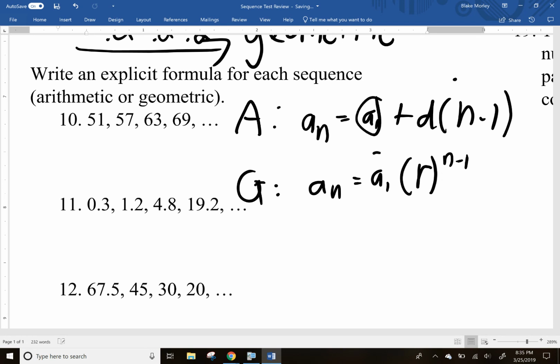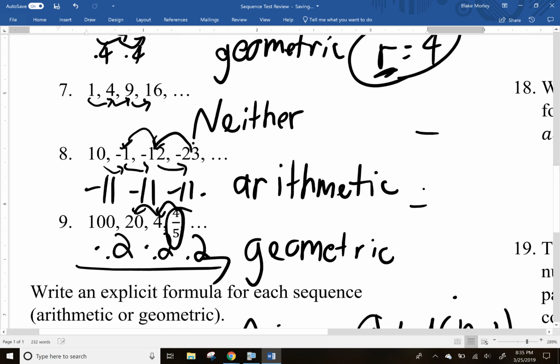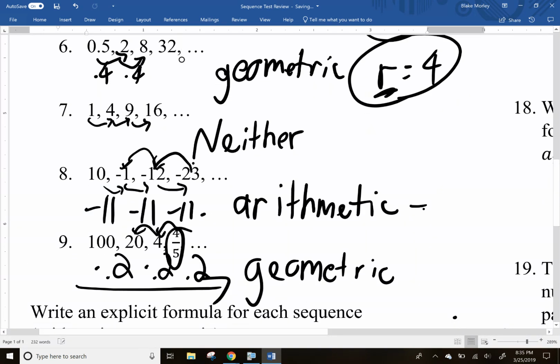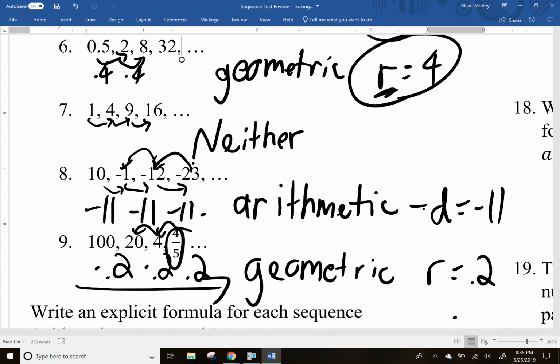Now, A_1 on both of these just means the first term. So whatever the first term in my sequence is, that number is going to go there in the formula. And then D and R are kind of similar. If you look before, oh, I forgot to mention it. The D value here is negative 11 because we're subtracting 11. And the R value here is 0.2.